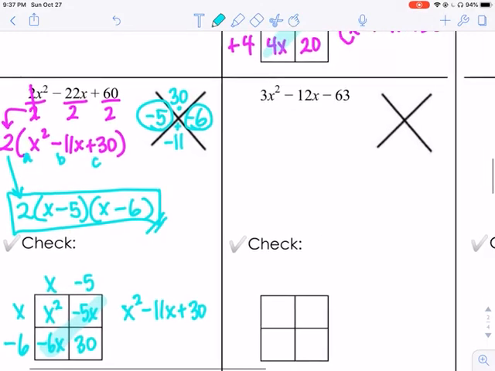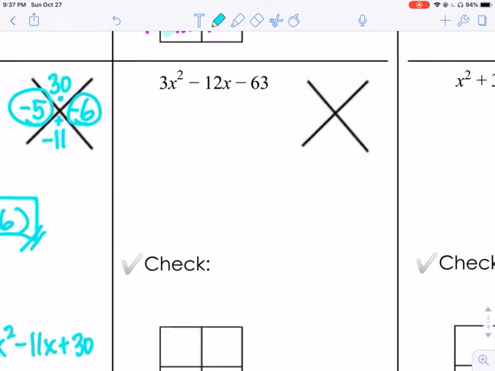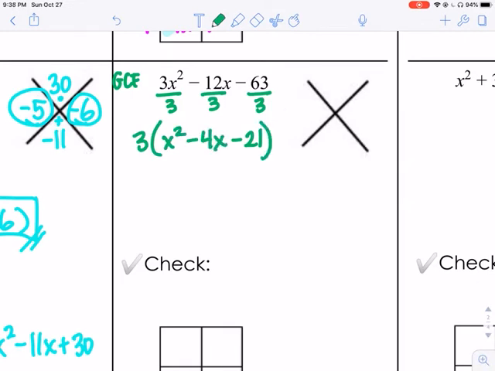All right. And then we're going to do one more here. So you can take a second to pause if you'd like. You have some more practice on the back as well. I'm going to look first for a GCF. It's always my first step. I see 3 and 12. I know both of those have 3, so I'm going to check 63 divided by 3 is 21. So I'm taking out 3 from each of these. 3 lives here. x squared minus 4x minus 21. So I know my 3 is going to be on the outside there.